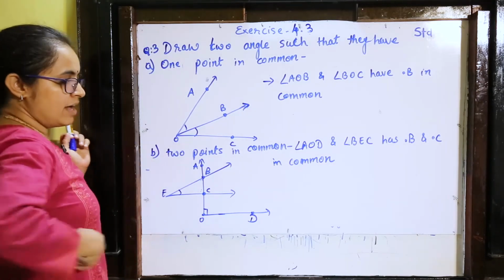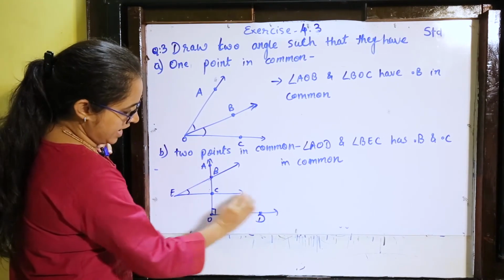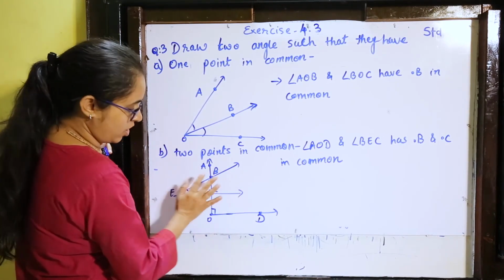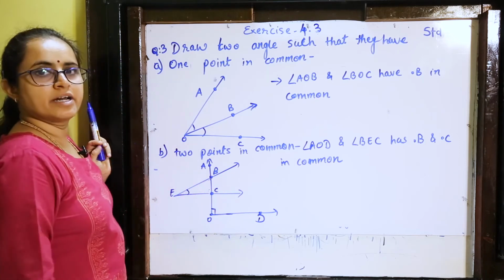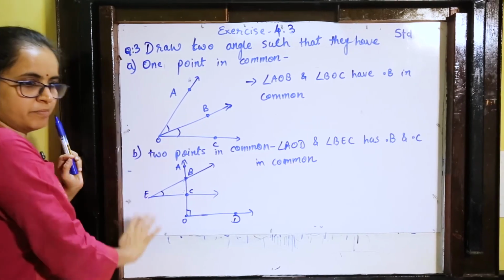So whenever I have to have 2 points in common, 2 points means you have to draw one angle over another angle in such a way that 2 points common come out. Okay, so pause the video and complete this first.